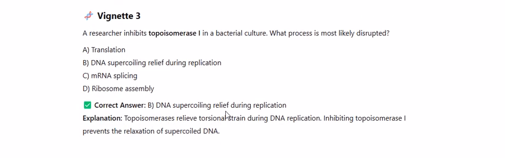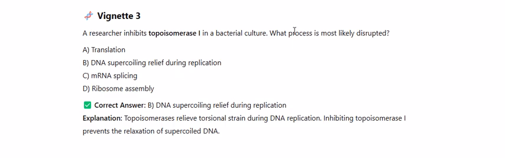Vignette 3. A researcher inhibits topoisomerase 1 in a bacterial culture. What process is most likely disrupted? A. Translation. B. DNA supercoiling relief during replication. C. mRNA splicing. D. Ribosome assembly. Correct answer B. DNA supercoiling relief during replication. Explanation. Topoisomerases relieve torsional strain during DNA replication. Inhibiting topoisomerase 1 prevents the relaxation of supercoiled DNA.